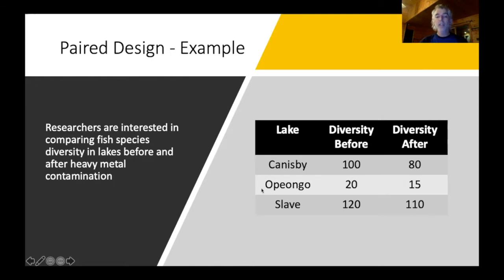So in this case, for each of these three lakes, the researchers measured the number of species of fish in the lake before the contamination event and after the contamination event. And so you can see then that there is a correspondence between this value in the before sample and this value in the after sample because they both come from Canispi Lake. Well, these two come from Lake Opiongo and these two come from Slave Lake. So these observations within each sample aren't independent of one another. They're matched in pairs. And that's what we mean when we talk about a paired design.